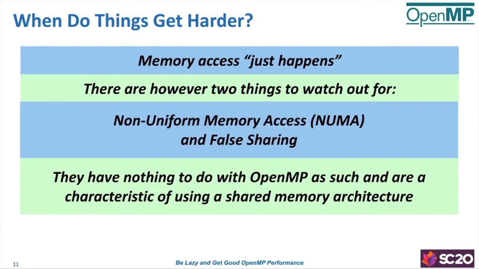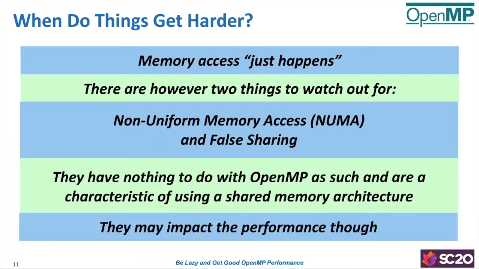They're characteristic of using a shared memory architecture. It goes back to the way a shared memory architecture is built. And if you wrote the same construct in pthreads, say, you'd suffer from NUMA and maybe false sharing as well. So again, this has nothing to do with OpenMP. You're using OpenMP though, and these are real things. NUMA is real, false sharing is real. So they may impact your OpenMP performance, and I'm going to say a little bit more about that.